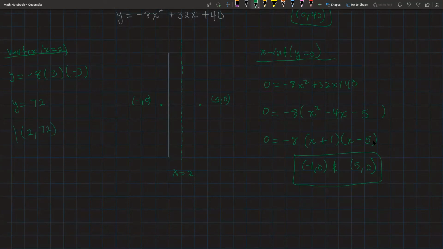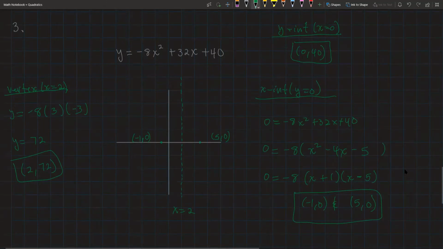And it should fit our picture. If it doesn't, something's wrong and we got to go back and fix it. So here is 2 comma 72. And it looks like it fits our picture very nicely. And our y-intercept is 0, 40, so why not? Look at that, fits our puzzle very nicely.